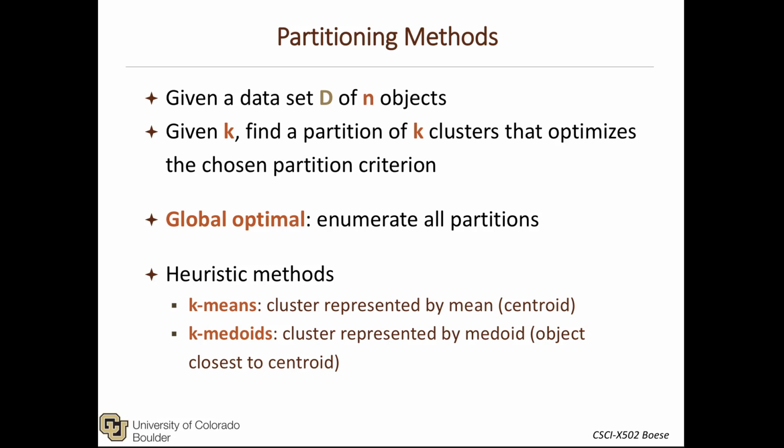In k-means, we're clustering based on the mean, which is the centroid that we'll calculate. In k-medoids, the difference is the cluster is represented by the medoid, so it chooses one of the objects to be the centroid instead of a calculated mean.